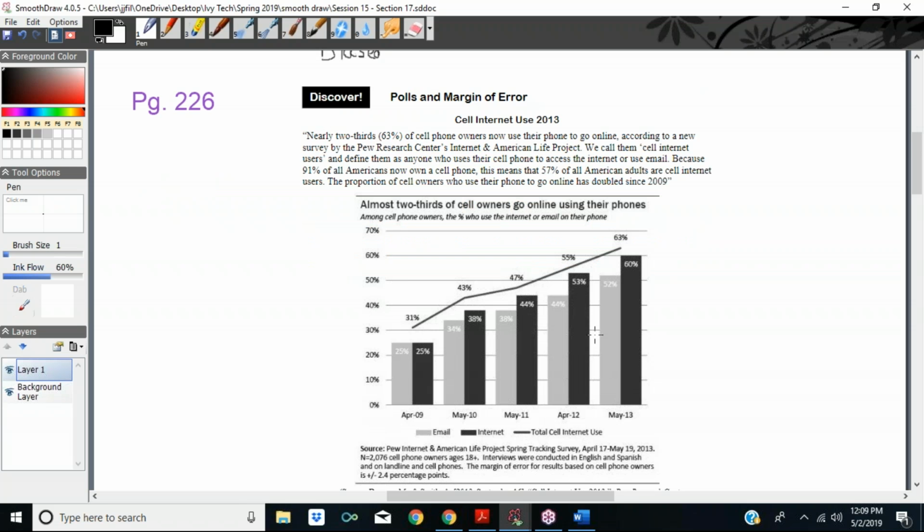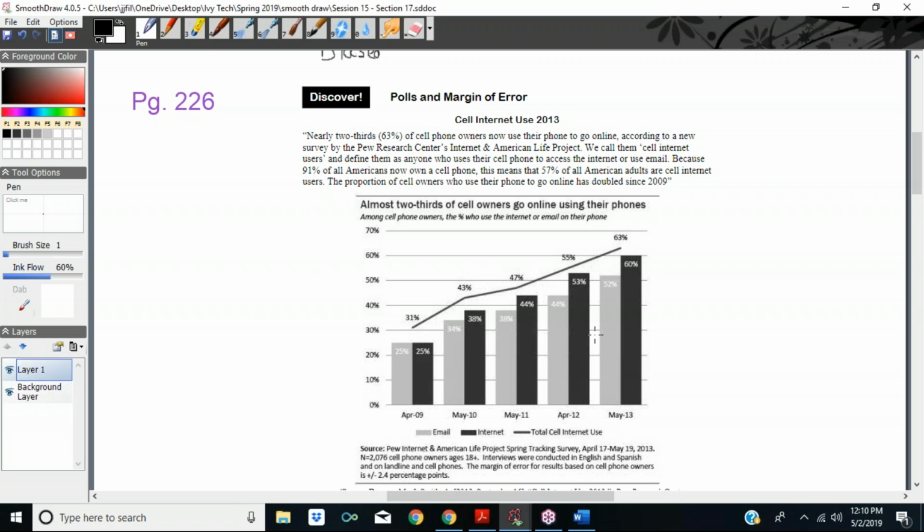So it says here, cell internet use 2013: nearly two-thirds, 63% of cell phone owners now use their phone to go online. According to a new survey by the Pew Research Center's Internet and American Life Project, we call them cell internet users and define them as anyone who uses their cell phone to access the internet or use email. Because 91% of all Americans now own a cell phone, this means that 57% of all American adults are cell internet users. The population of cell owners who use their phone to go online has doubled since 2009.